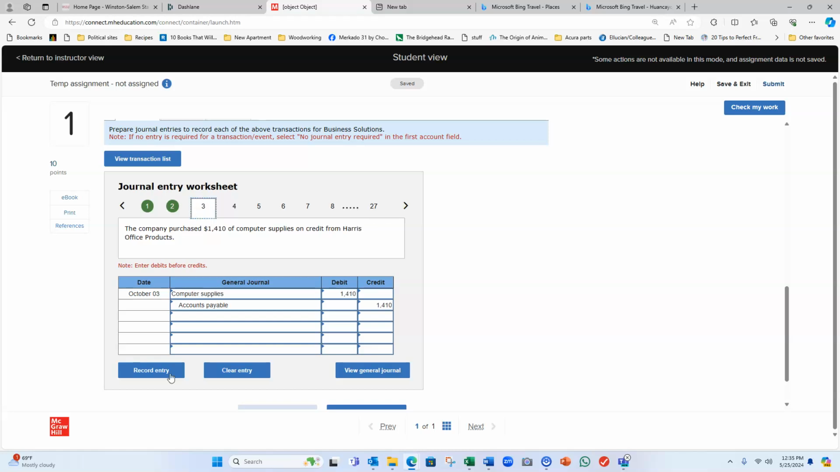Let's see here. The company paid $2,040 in cash for 1 year's premium on our property and liability insurance policy. So this is going to be prepaid insurance. Again, as we go through the year, we'll use some of that up and we'll credit this account and debit the expense account. We paid for it in cash.